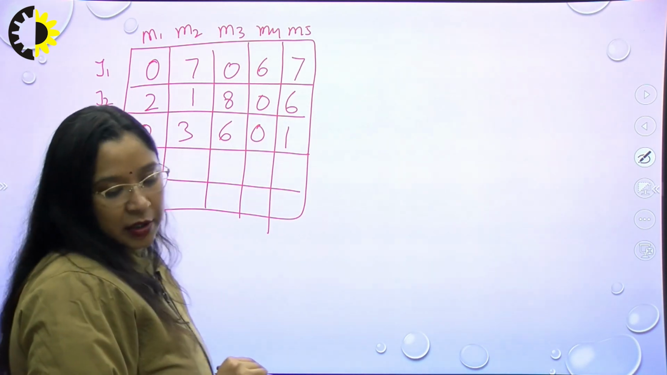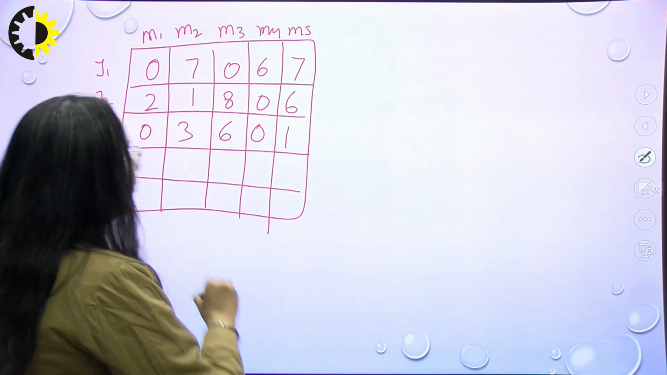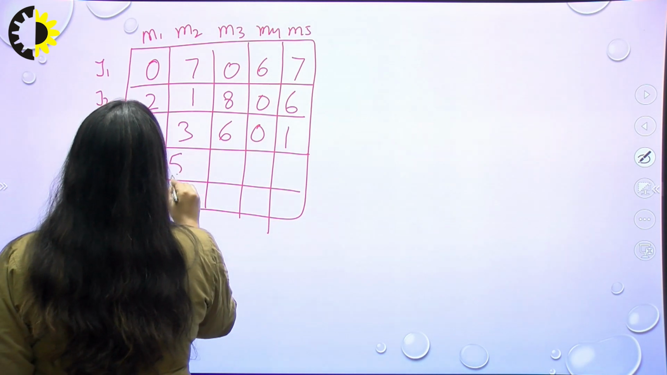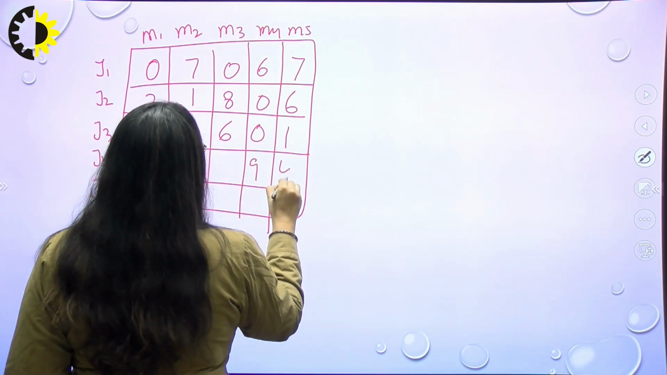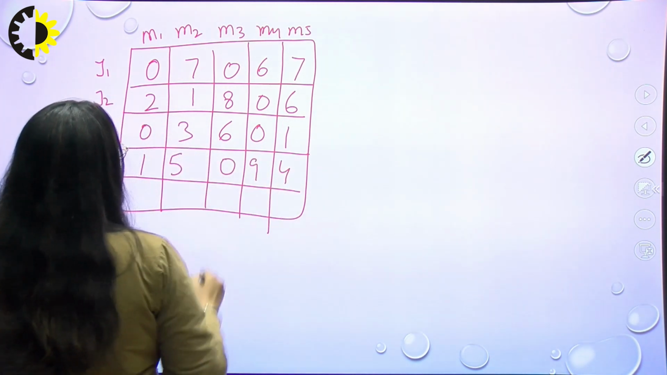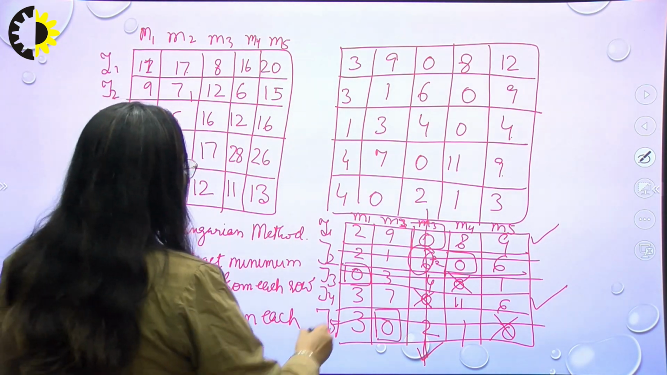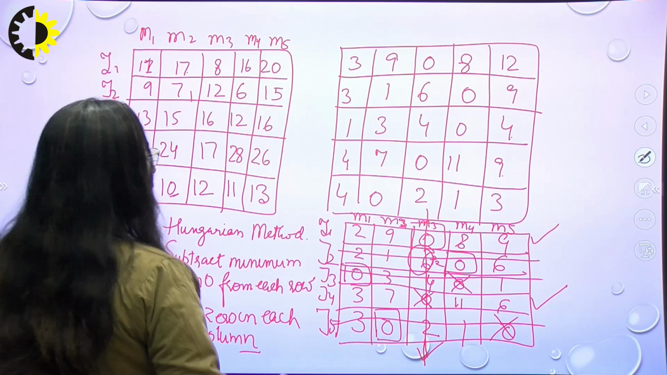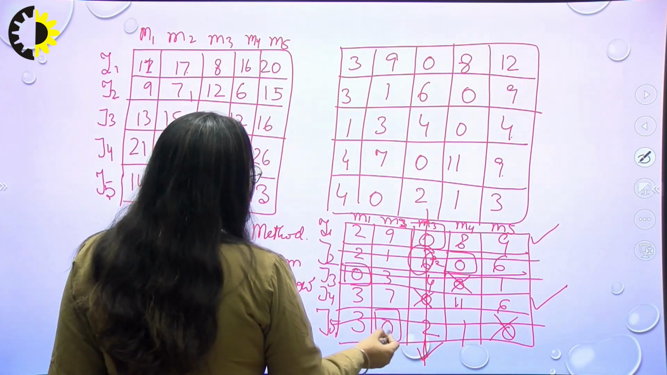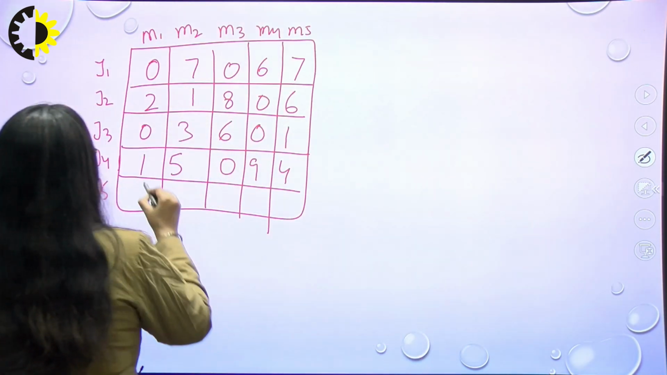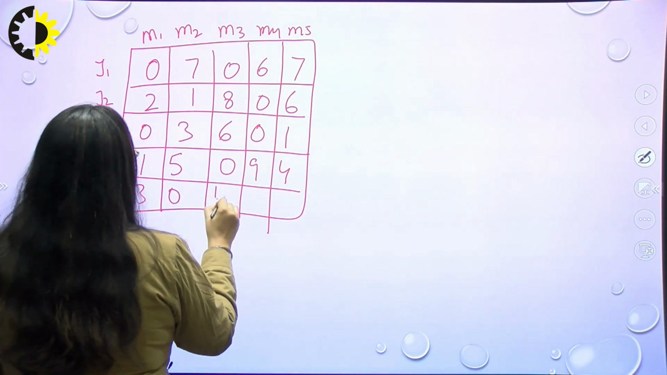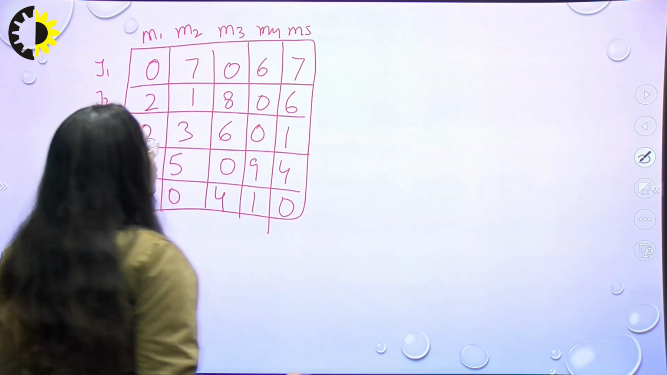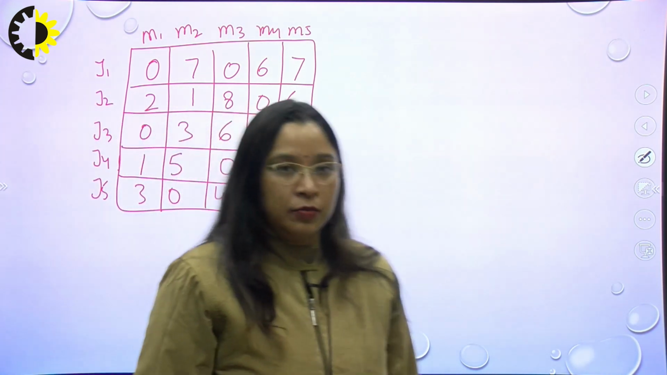Similarly, we have uncovered element 15094. Next one is, this is intersection element 30410. So this is our new minimized matrix.